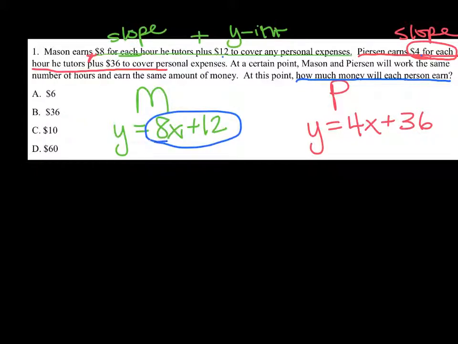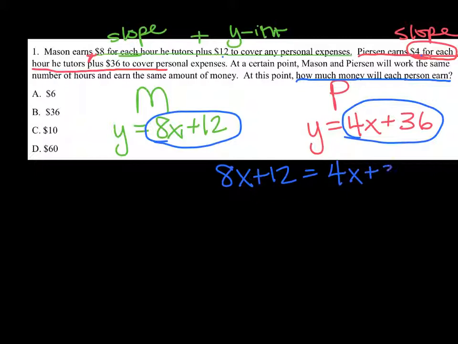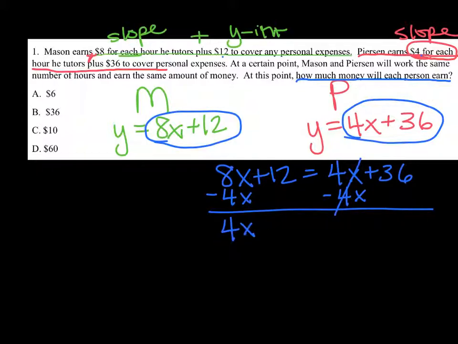So we want to know when they work the same number of hours and make the same amount. We could use the transitive property to set these equal to each other, or we could use a table. So first I'm going to show you how to use the transitive property. 8x plus 12 equals 4x plus 36. If we're solving for x, we need to get like terms together, so subtract 4x from both sides. Those cancel. You're left with 4x plus 12 equals 36.